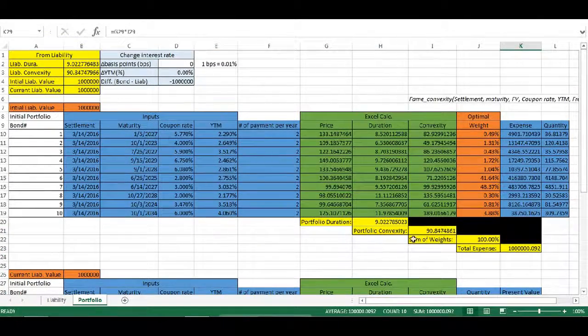One thing to mention is after the optimal weight, we have matched duration and the convexity. We also match the total expense with the total liability value. So we are matching both duration, convexity, and the value of the bond to liability.